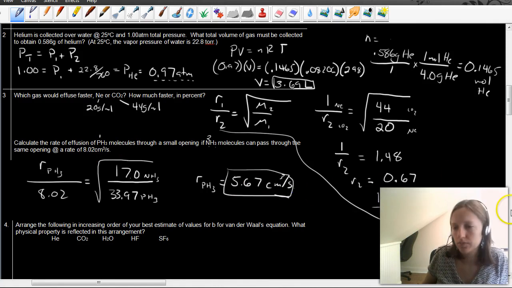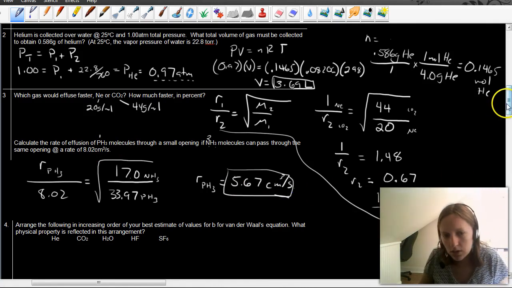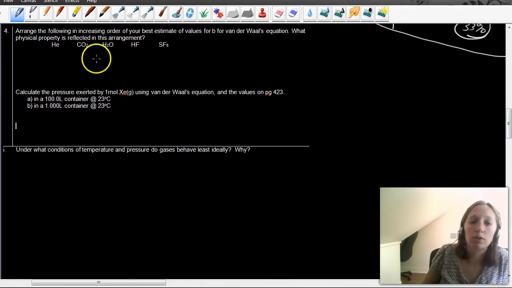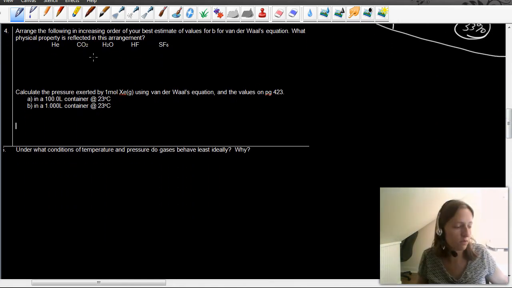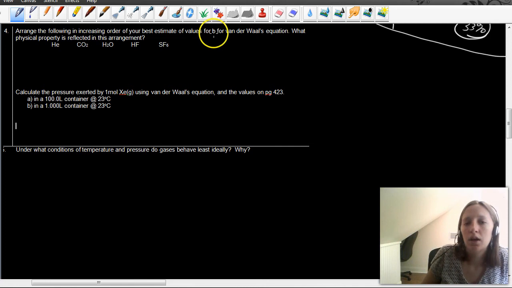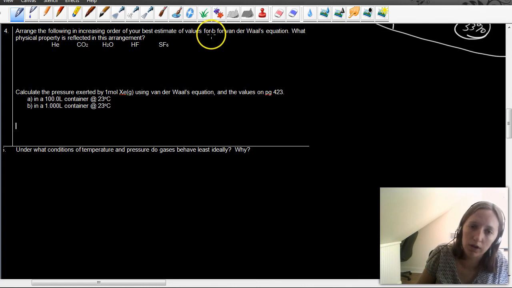All right, question 4. Arrange the following in increasing order of your best estimate of values for B for van der Waals equation. What physical property is reflected in this arrangement? So you've got to remember what B is. And in order to do that, you might as well remember what A is. A is the correction for attractions. B is the correction for volume.